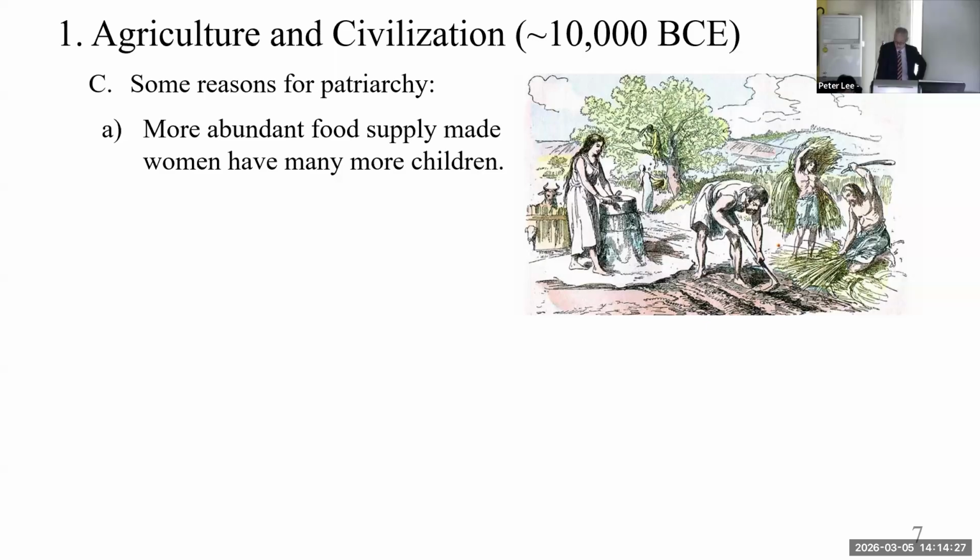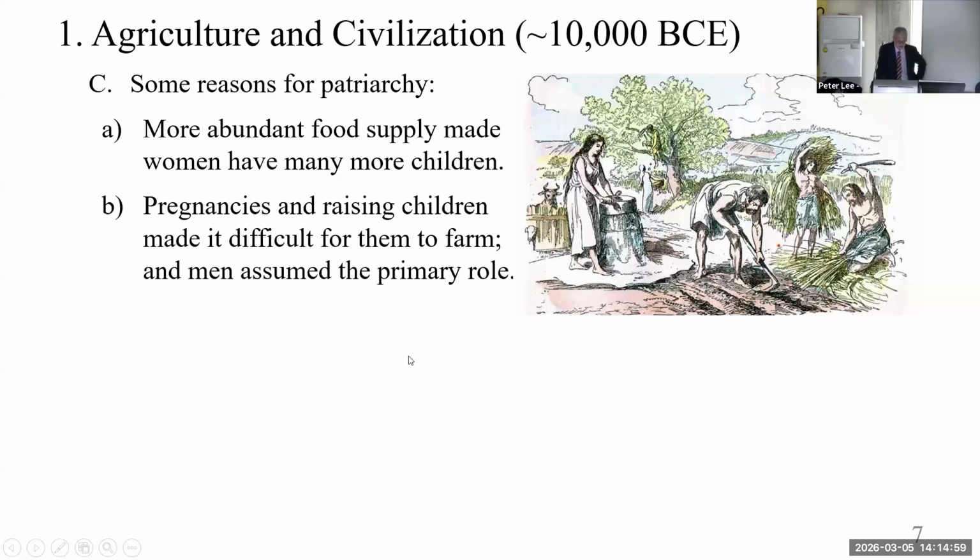And I think also with hunter-gatherer societies, you didn't want to have many children. So there may have been more infanticide, right? Because if you're on the move, you didn't want to have 10 children to feed because food was always scarce. But once food became more abundant and you were permanently settled, women began to have many more children. But that also meant they were preoccupied raising children. Pregnancies and raising children made it difficult for women to farm. And so men naturally began to assume the primary role of farming.